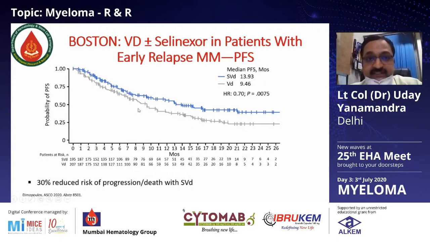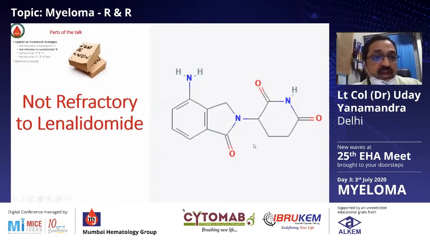Of these, the latest which was presented both in ASCO as well as in EHA was the combination of selinexor with bortezomib and dexamethasone, and it has shown a median PFS benefit which was statistically significant when compared to just using bortezomib and dexa. The second thing is not refractory to lenalidomide. Generally, every time we used to present as refractory to len, refractory to boti, but somehow at EHA this time, the various presentations were not refractory to boti, not refractory to lenalidomide. It was the other way around.